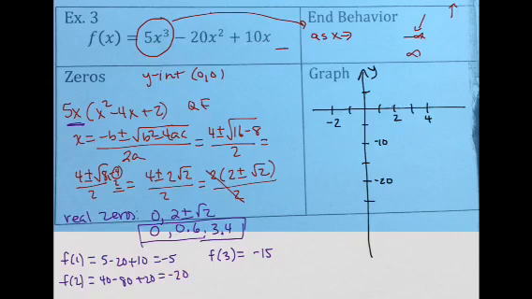So let's go ahead and plot the points. So 0, and then 0.6 is approximately right here, and 3.4 is approximately right here. And then 1, -5, 2, -20, 3, -15.